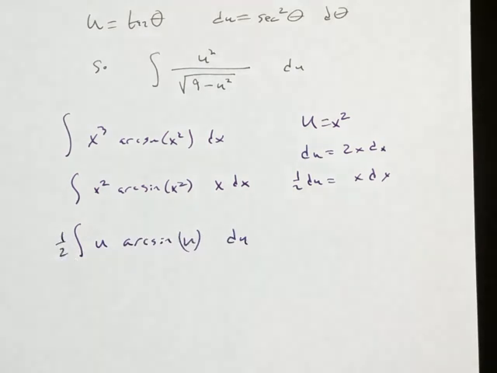Is u inverse sine of u in my formulas in the back there? Why, yes, it is. But even if it wasn't, what would I do? I know how to do this problem. Inverse trig comes before polynomial. So I do u is the arcsine of u part, and dv is x dx. So I can do this by parts, but the formula is back there.